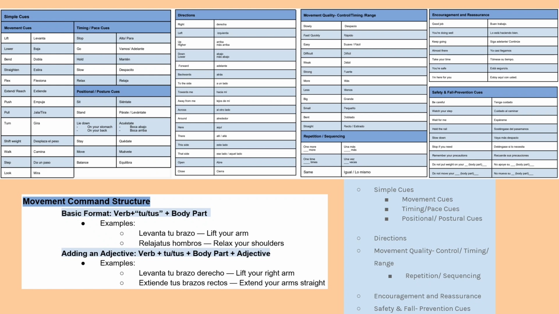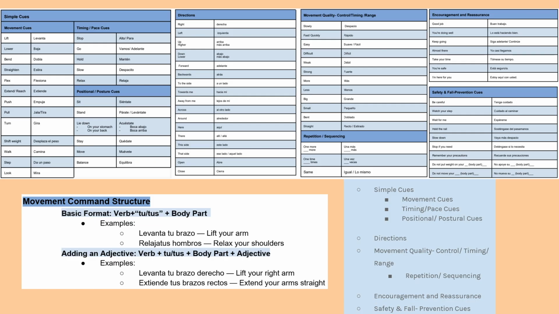When adding an adjective, the structure becomes verb, then tu or tus, followed with the body part, and then finally the adjective. So to say lift your right arm, you would say levanta tu brazo derecho. And to say extend your arm straight, you would say extiende tu brazo recto. This structure keeps commands clear and easy to reproduce during treatment.